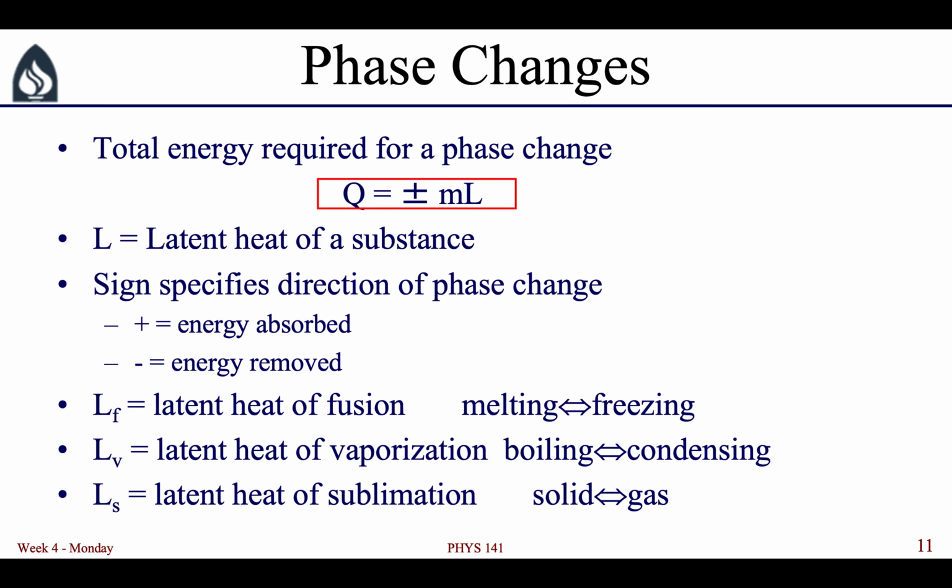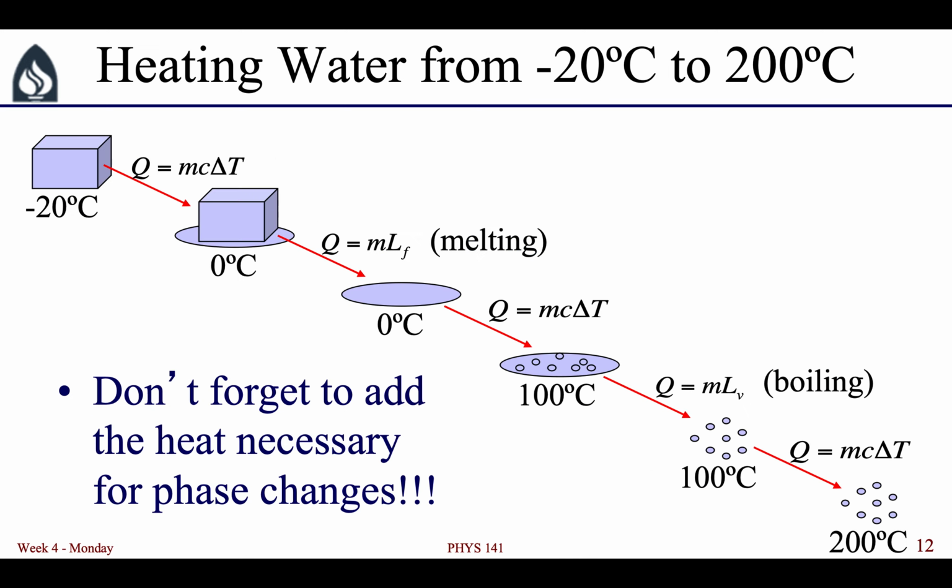If, on the other hand, you're going between a gas and a liquid, so you're boiling or condensing, then you would use the latent heat of vaporization. If you are going directly between a solid and a gas, like you can do with carbon dioxide, then you would use the latent heat of sublimation. You can find tables with all of these latent heats for various materials. Some of these tables are in your textbook.